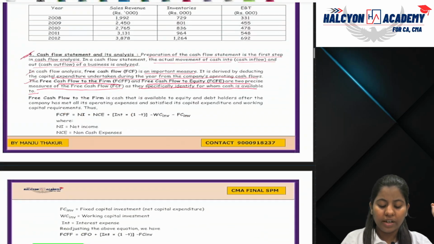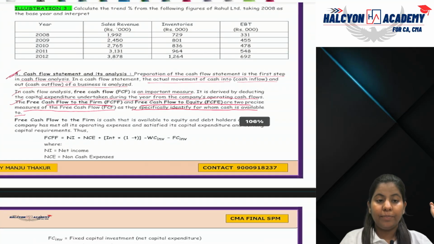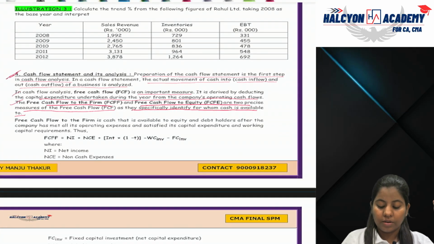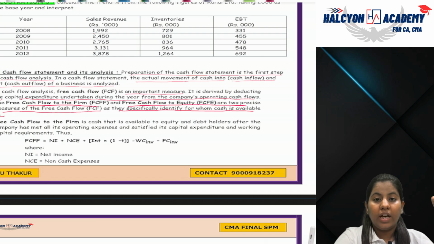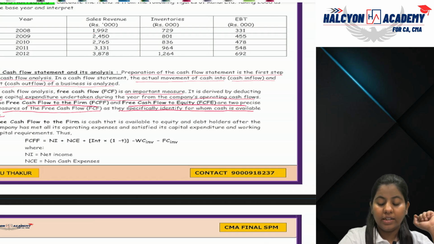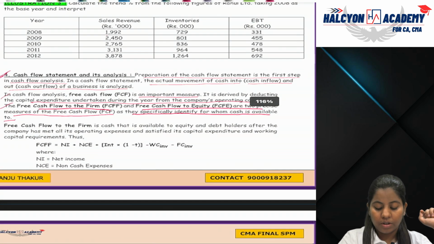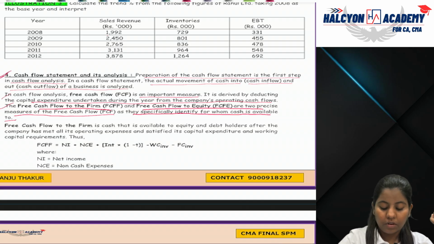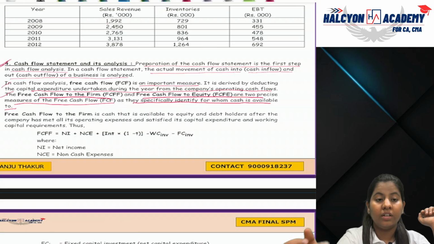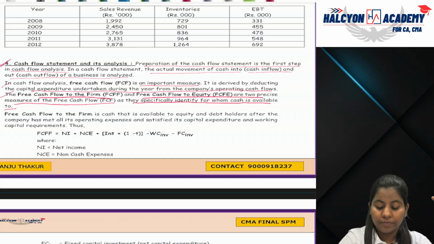So what we were learning? Cash flow statement and its analysis. Currently, we are learning cash flow statements and its analysis. As I told you, question never comes from cash flow statement, but if it comes, I have given you the overview of how to solve that question, how to solve cash flow statement.